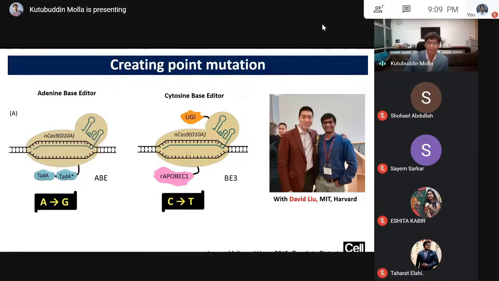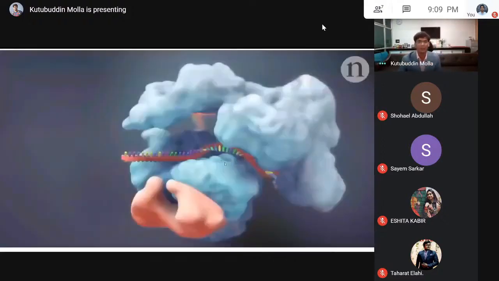Now, for the cytosine base editor, similarly, the nCas9 is fused with cytidine deaminase. This is rAPOBEC1, a rat cytidine deaminase fused with the nCas9, and it could change a C to T. Now, this is David Liu, who pioneered the invention of this technology, and I was able to meet him. Okay.